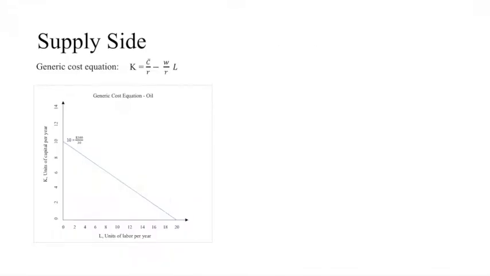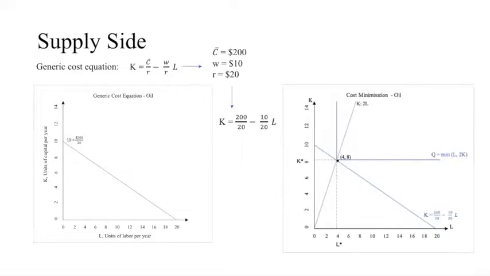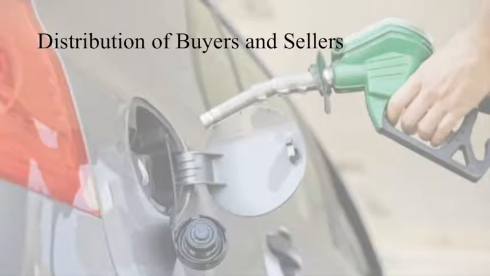Given the generic cost equation and some values, we're able to graph the cost curve. To find our cost minimization, we find the point where our production function and isocost curve meet, which is at the point 4,8. In terms of the distribution of buyers and sellers, you're probably used to seeing these brands.